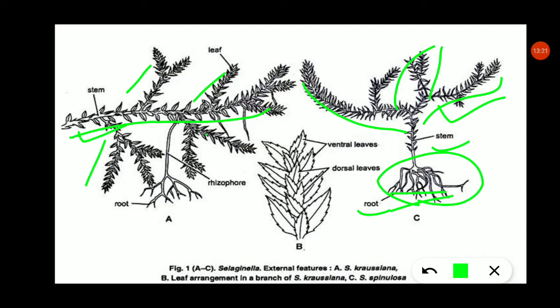Then next is the rhizophore. Here a cylindrical branch arises, grows downward into the soil, and at its free end it forms the adventitious roots. This is known as the rhizophore. We can see the rhizophore here. Then next is the structure of the leaves. The leaves are small. We can see there are two shapes, ventral leaves and dorsal leaves, and both are small.